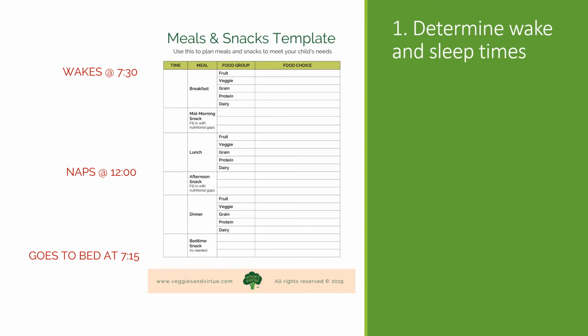And he tends to wake up at 7:30 and goes to bed at 7:15. I know that now, as he's consolidated from 2 to 1 nap, he tends to nap around noon. Again, some of these might be flexible, but they provide us some guideposts to work within for the meal and snack routine throughout the day.